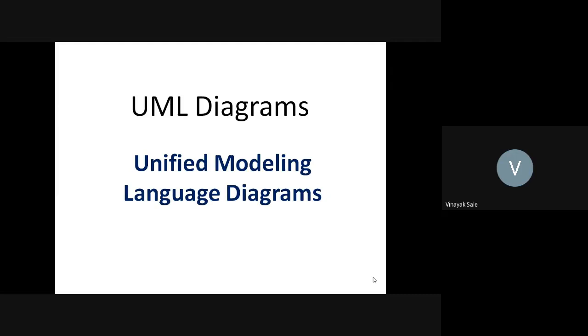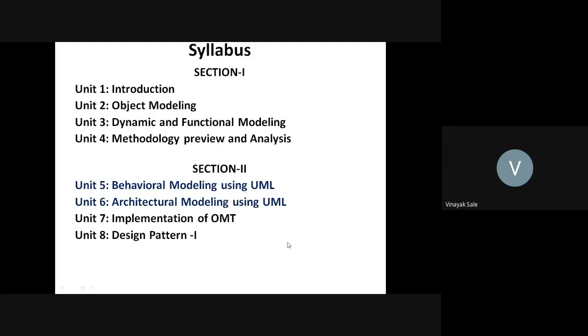Today we will start UML diagrams, UML, Unified Modeling Language. So this is your syllabus. We have completed section first, that is 4 chapters, and from section second, we have completed unit 7, unit 8, that is 2 chapters, and 2 chapters are remaining from section second. So these 2 chapters are related with UML diagrams. The fifth chapter is behavioral modeling using UML, and the sixth chapter is architectural modeling using UML.